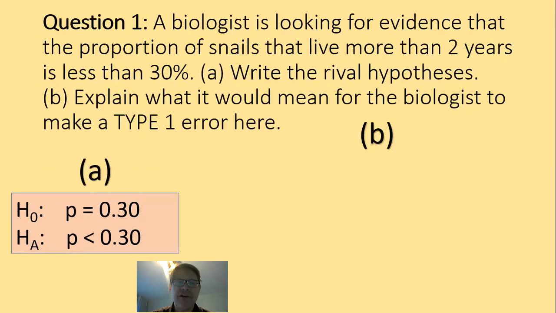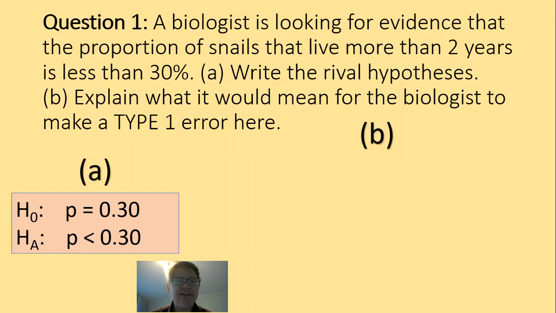That's our alternative hypothesis. Now, what would the null hypothesis be? Well, the null hypothesis would be that the proportion is exactly equal to 30%. So in this scenario, those are the rival hypotheses that we are taking a look at.